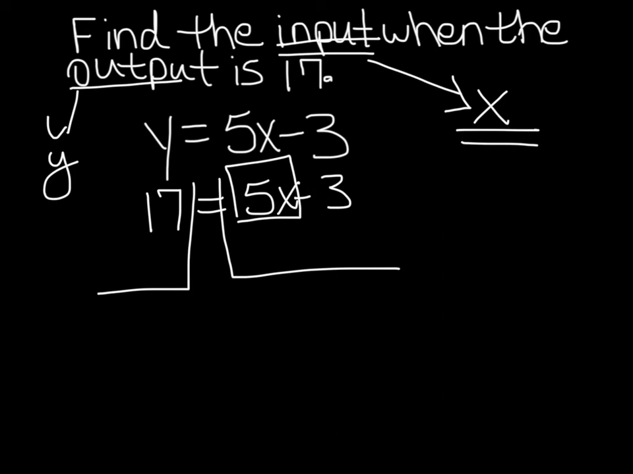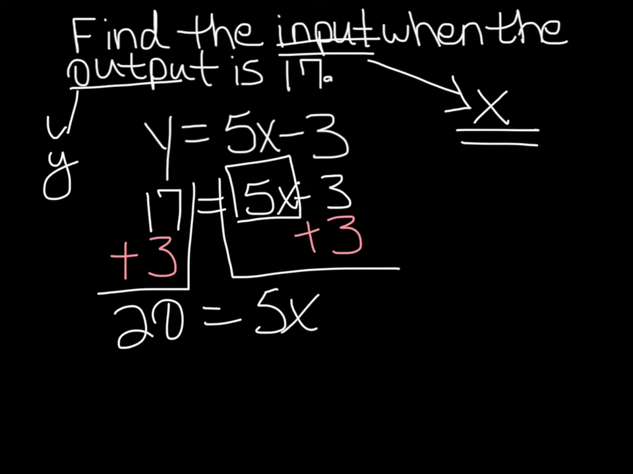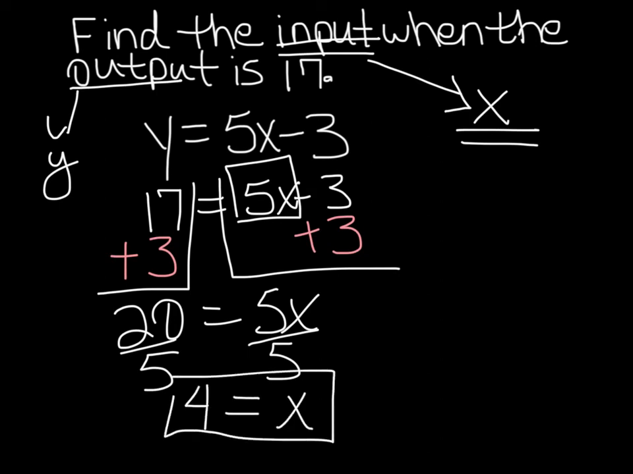It has a minus 3 with it, so that means we need to add 3. If we add 3 to the right, we've got to add 3 to the left. That gives us 20 equals 5x. Now we're going to divide by 5. 5 divided by 5 is 1, so that's going to give us x equals 20 divided by 5 is 4, and that is the solution to this equation. Again, remember the input is the x, the output is the y.